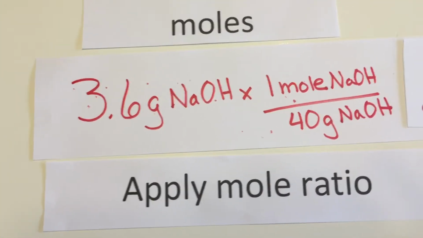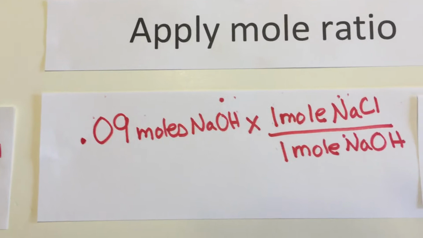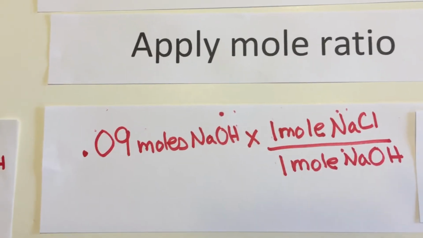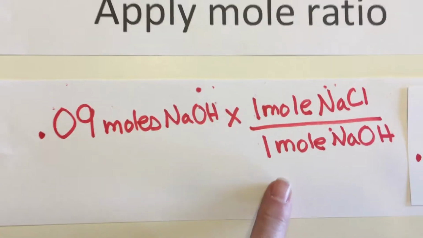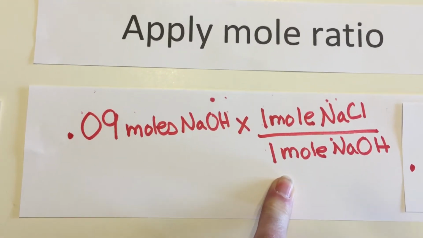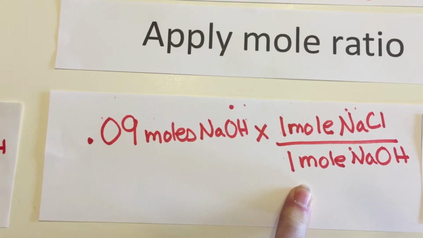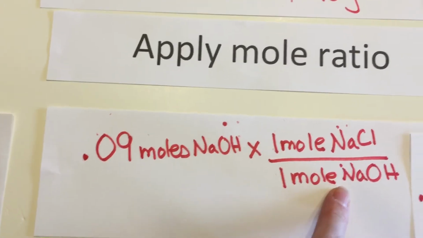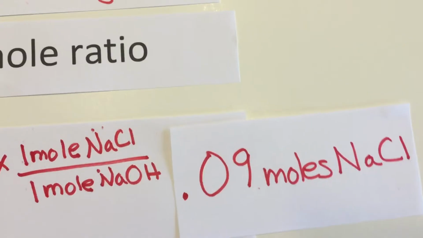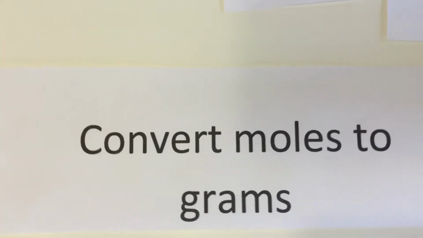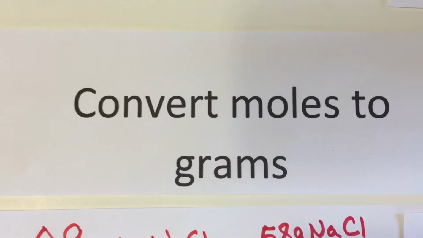Now we're going to apply the mole ratio. Mole ratio is 1 mole of sodium chloride to 1 mole of sodium hydroxide. We want to put mole of sodium hydroxide in the denominator so they cancel, and you end up with 0.09 moles of sodium chloride. Then our last step is converting moles to grams.